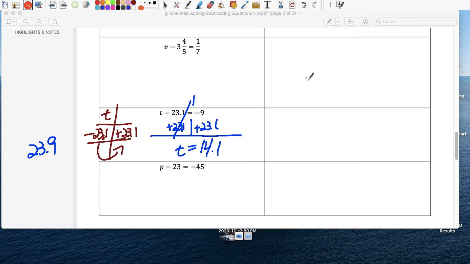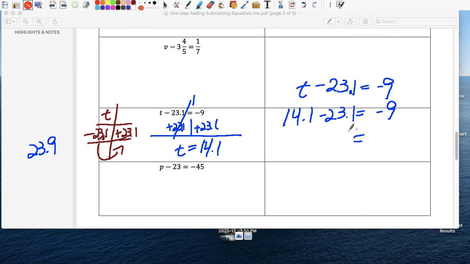Positive. So my original equation was this, equals negative 9. So let's substitute. I have 14.1 minus 23.1 equals negative 9. Put down your calculator and you'll see that you get negative 9 equals negative 9. That was not that bad.